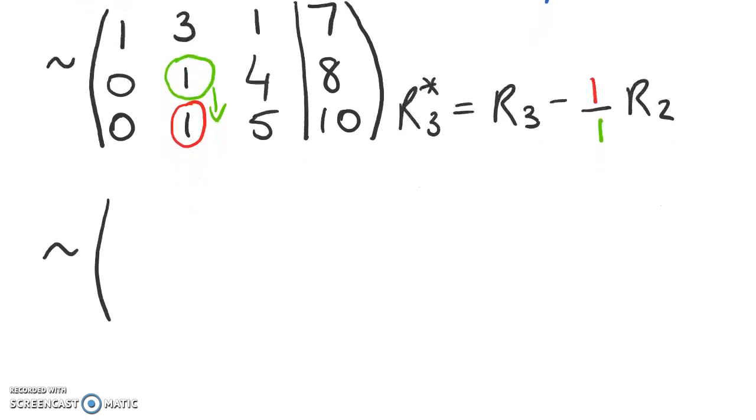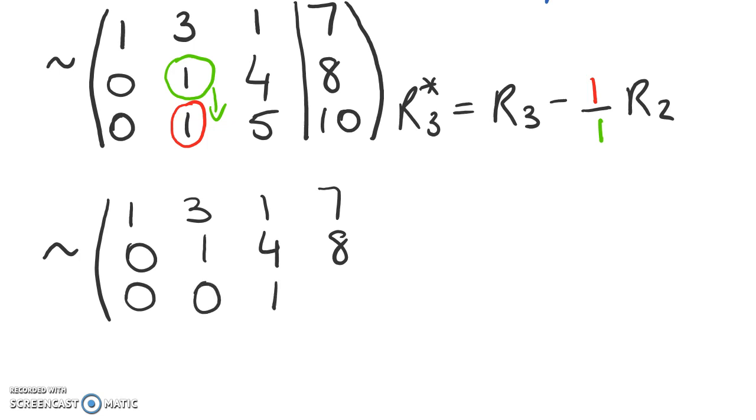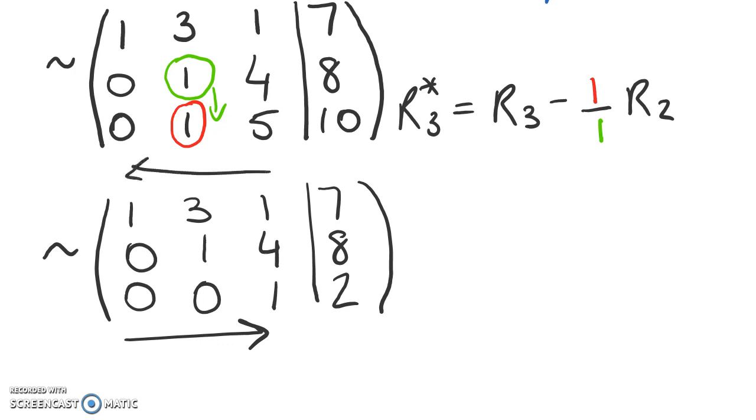We'll put our equivalent symbol. The first 2 rows don't change, so we'll write them in as 1, 3, 1, 7 and 0, 1, 4, 8. Now, row 3 take away row 2: 0 take 0 is 0. 1 take 1 is 0. 5 take 4 is 1. 10 take 8 is 2. Okay, so we've finished going across in this direction. What we're going to do is start going back in the other direction instead. When we go back, we're going to start with the pivot here, and we're going to zero out everything above it.